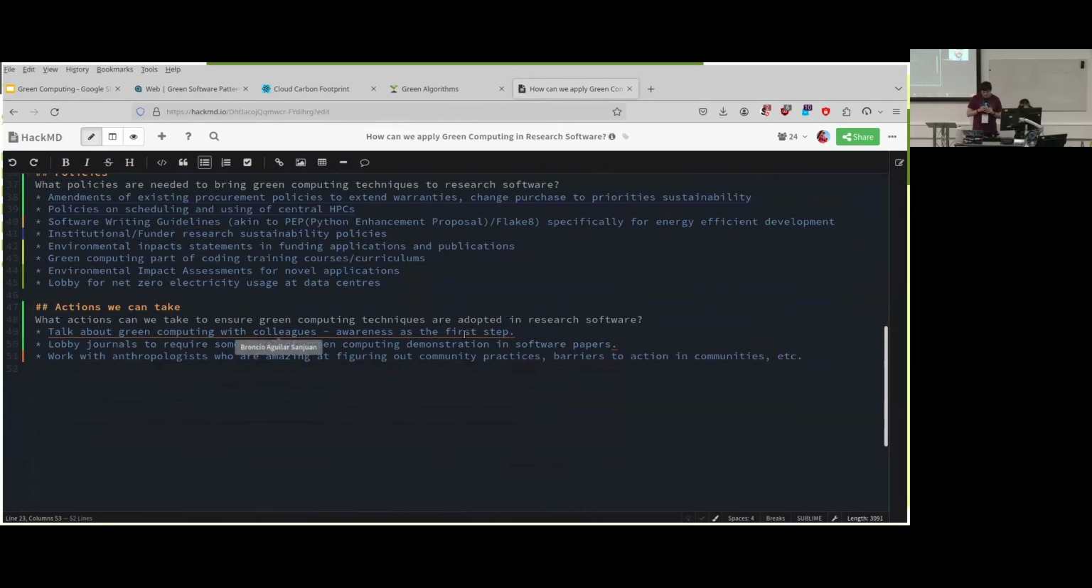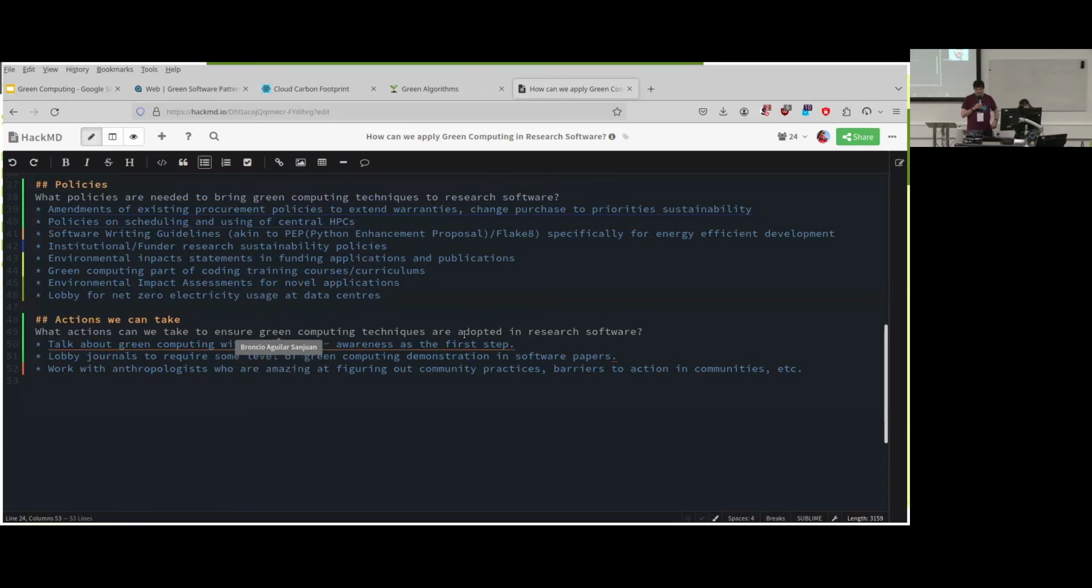So policies, definitely amending existing procurement to allow for extended warranties. Yeah, and I also wonder if maybe we often see that cost is the driving factor, and that carbon emissions and reporting of scope 3 should be key things in our supply chains. Policies and scheduling using central HPCs. Yeah, software writing guidelines. Institutional funder sustainability reports. That would be an interesting one to report back on.